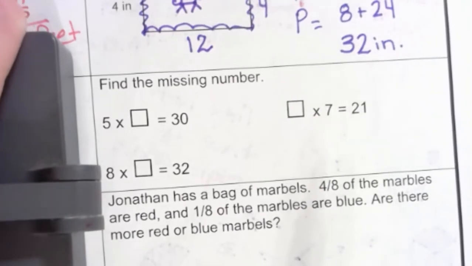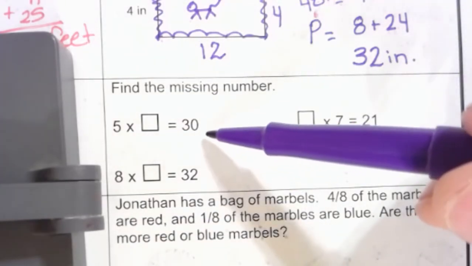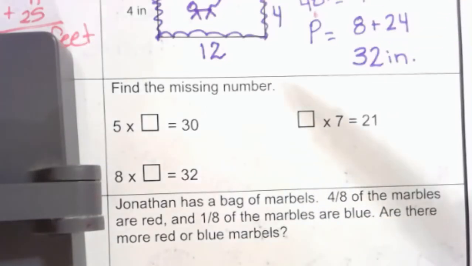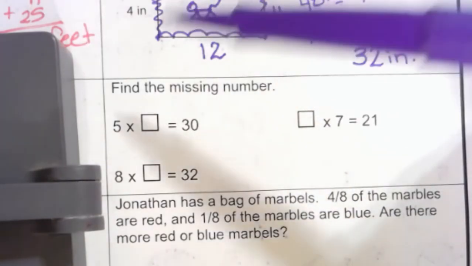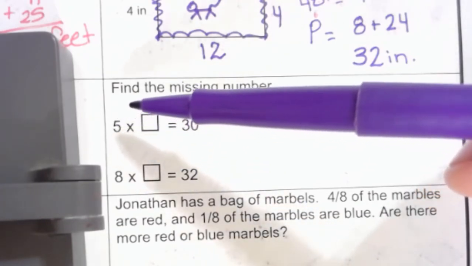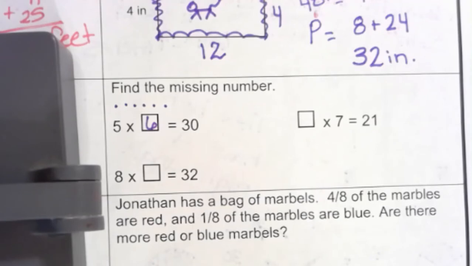All right. Find the missing number. And they're multiplying. It gives us the product. We're looking for one or the other. What are they called? We have a factor times a factor equals a product. We're missing a factor. So we're going to count by 5 till we hit 30. 5, 10, 15, 20, 25, 30. It took 6 times to get to 30. 5 times 6 is 30.